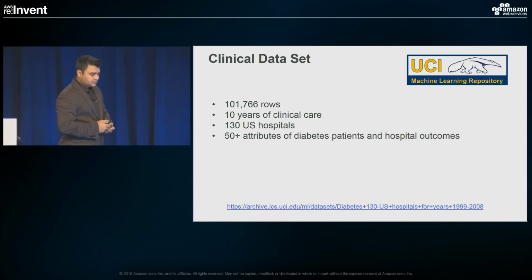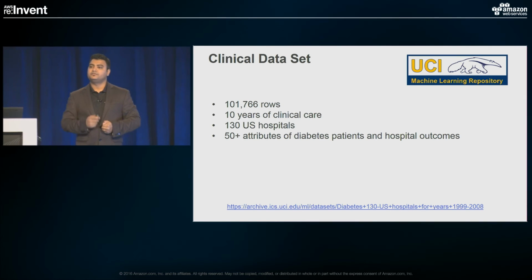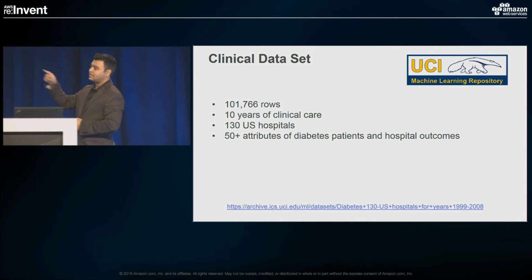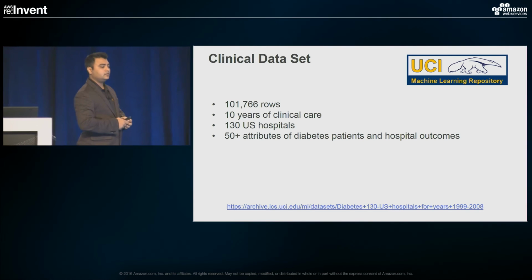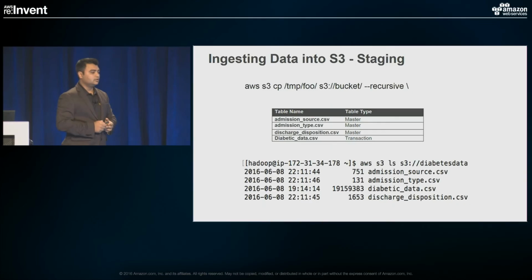It covers 10 years of clinical care records with 130 hospitals and has 50+ features or attributes, which I'm going to use to draw connection and correlation to the target attribute. There's a link if you want to play around with it. I highly recommend it. It's a great repository if you want to get started with building machine learning use cases.